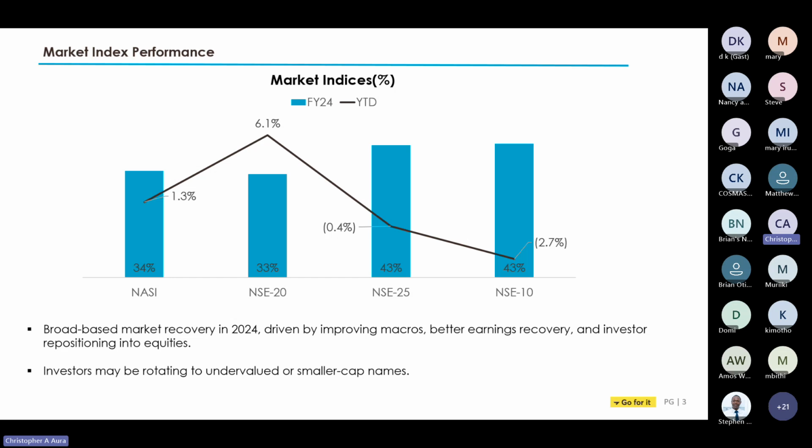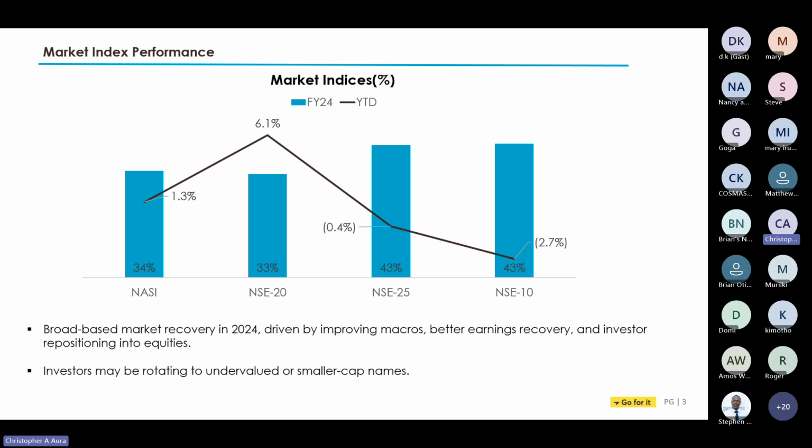But before looking at the banking sector, we are looking at the overall market performance in 2024. We are going to look at how the indices performed. We have 4 indices in the Kenyan equities market: NASI, NSE 20, NSE 25, and NSE 10. NASI is the one that covers the entire market. NSE 20 covers the largest 20 counters by market capitalization, similar to NSE 25. Then NSE 10 looks at the most liquid blue chip stocks in the market.